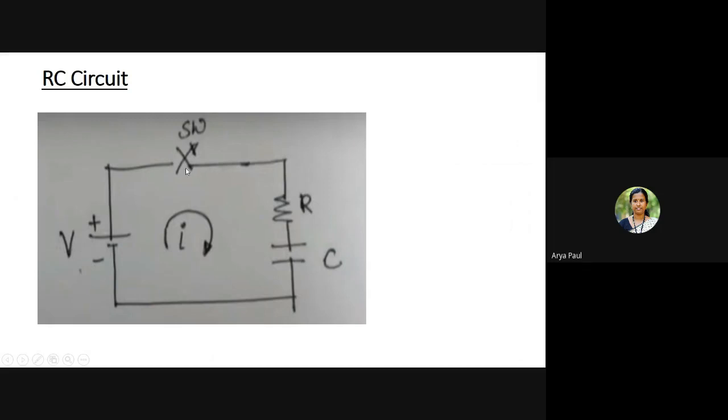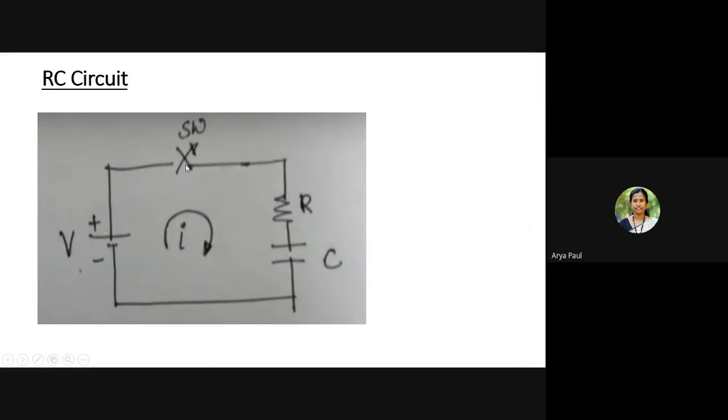So here you can see a switch is there. A DC voltage V is applied across the series elements R and capacitor C. The current is flowing, and you can see a switch here. The switch can either be open or closed. Suppose initially the switch is open.